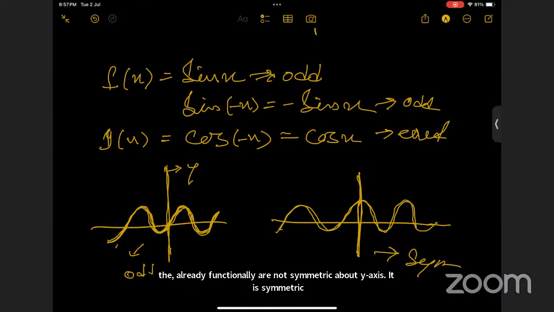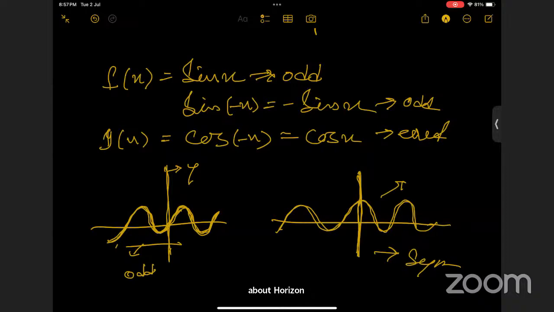It is an odd function and this is not symmetric. This is an even function and this is symmetric with respect to the y-axis. So this may be a way to find symmetric and not symmetric, like odd and even functions. If it is an odd function, then it may not be symmetric with respect to the y-axis. But if it is an even function, then it will be symmetric with respect to the y-axis.